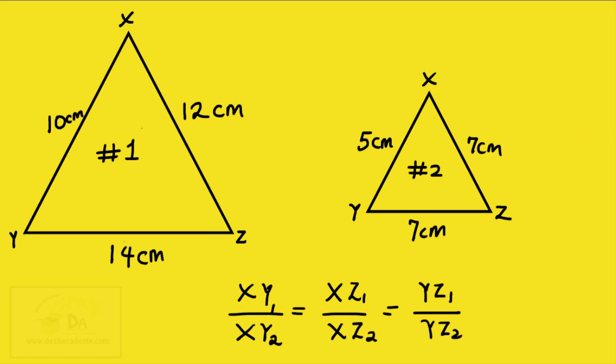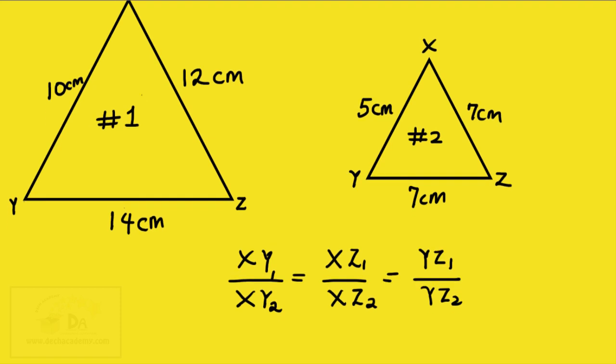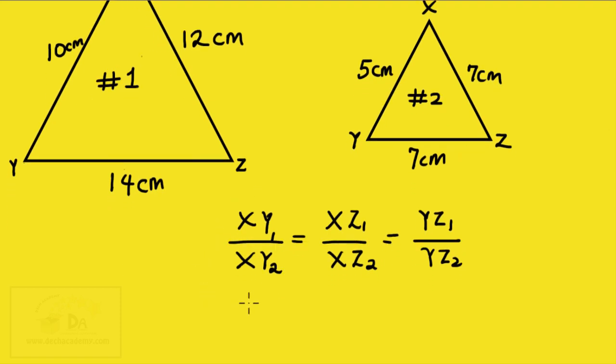So for these two triangles to stand a chance of being similar, the lengths of the corresponding sides must be in the same ratio. So let's see. XY in triangle 1 is 10. XY in triangle 2 is 5.